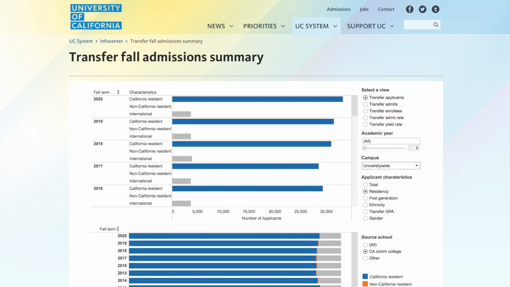Along the lines of looking at the numbers and going to the school's websites, there's something amazing that I want to show you all. So this is an important resource that I want to highlight for you, and it's called the Transfer Fall Admissions Summary. This is available on the UC Admissions website. I am going to link it down below, both in the pinned comment and in the description, so please check that out.